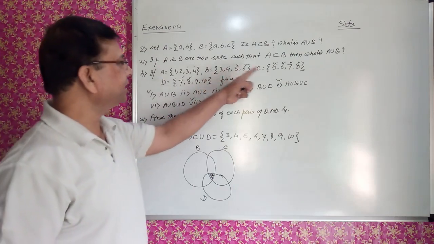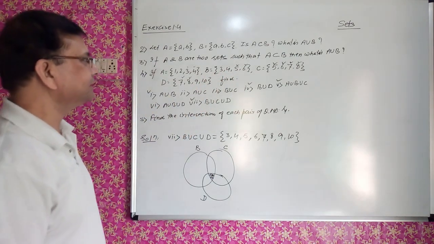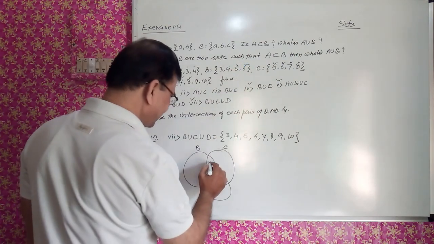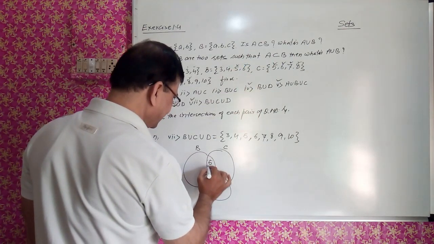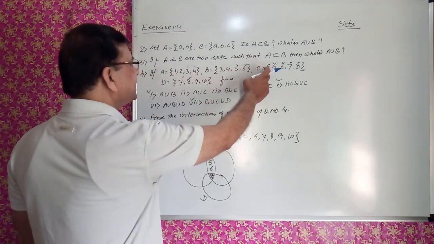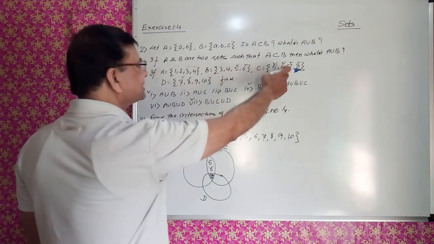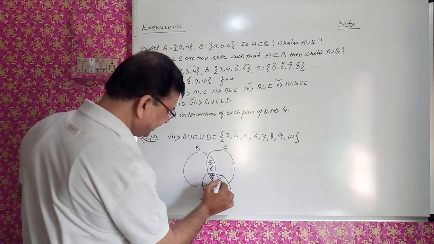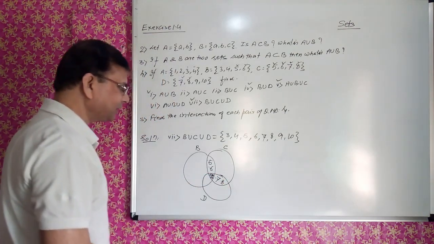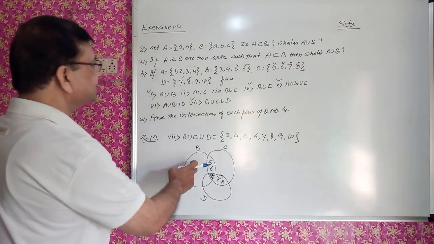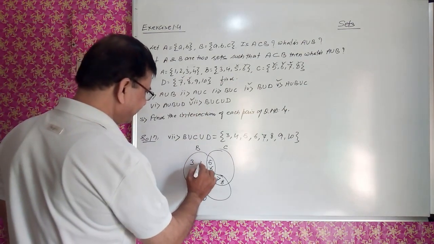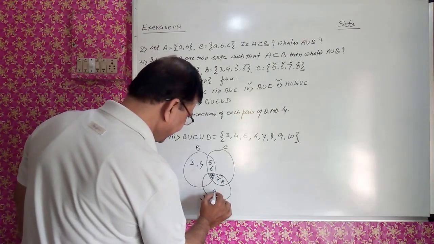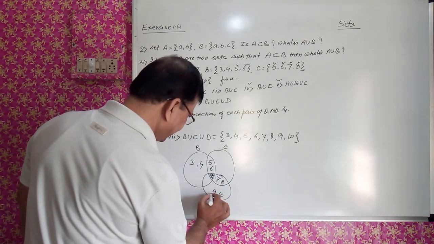And nothing is common in all the three sets B, C, and D. Two elements are common between B and C, so I will write 5 and 6 here. And C and D, which elements are common? 7 and 8. These two elements are common. The remaining elements of B are 3, 4, and the remaining elements of D are 9 and 10.